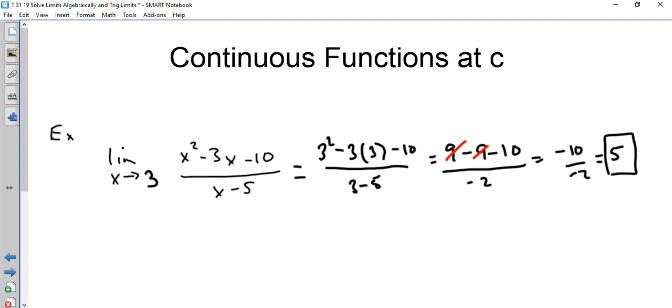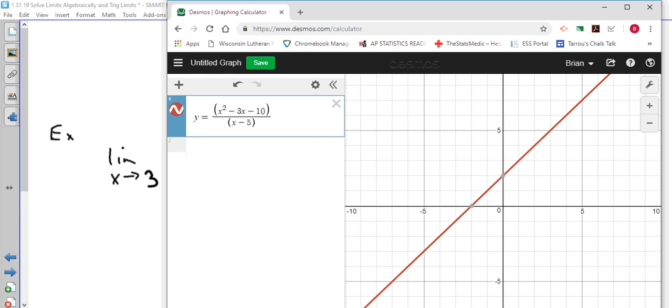Now, to verify this, I'm just going to go on Desmos and graph this. You can see that I already graphed this function right here. I put this in Desmos. And if I go on my value and start approaching 3 from the left side, getting closer and closer, you can see that it appears we're getting closer and closer to 5. And from the right side, it's the same thing.